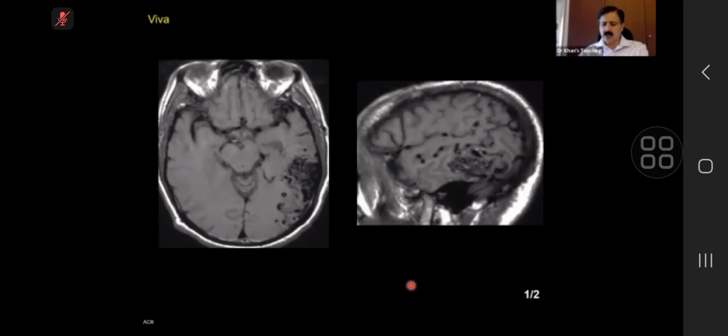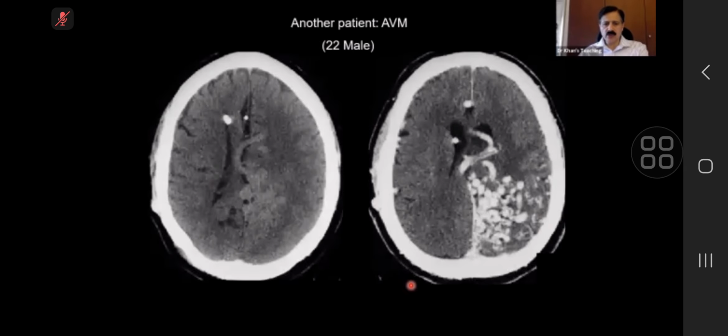Okay, candidate 3, thank you very much. Candidate 4 is going to be the next. This case I'm going to tackle myself, just to make a point that this was an AVM on a non-enhanced CT. You can see this high density serpentine type of shadow. You give contrast and it becomes evident.